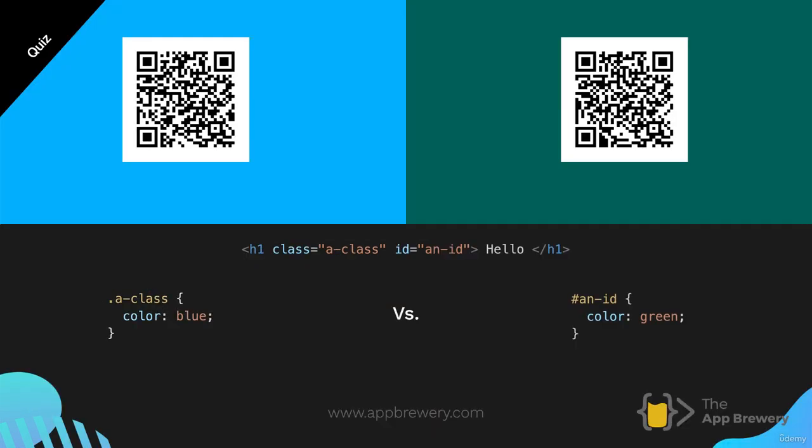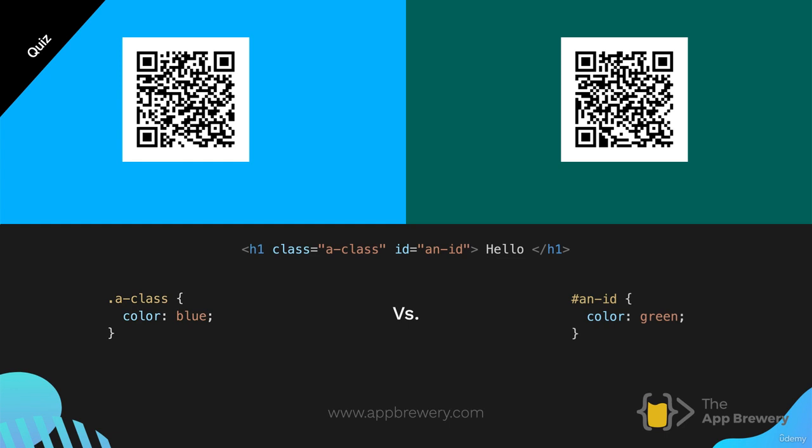Here we have an H1 element, and it's got a class as well as an ID. And there are two different CSS rules. And you can assume that they are both on an external style sheet, so our style.css. Now I want you to pick what will be the final color of this H1. Will it be blue or will it be green?